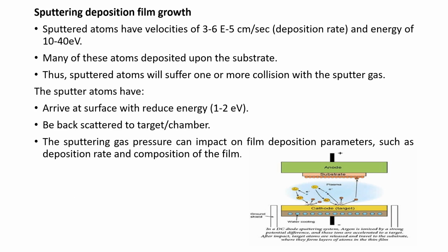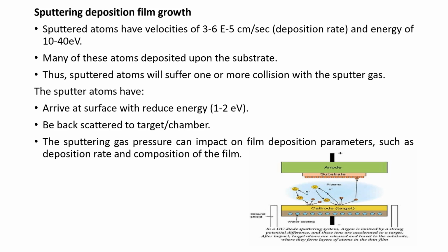Sputtering deposition film growth. Sputtered atoms have velocities of 3 to 6 × 10^5 centimeters per second, a deposition rate, and an energy of 10 to 40 electron volts. The atoms sputtered off from the surface of the target material have energy between 10 and 40 electron volts. Many of these atoms are deposited upon the substrate.